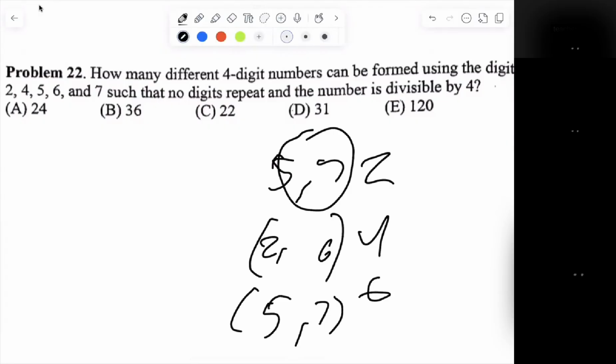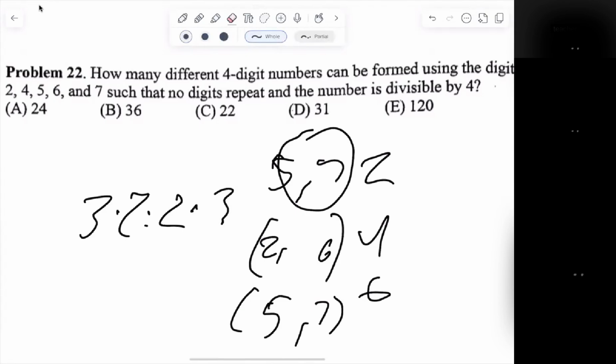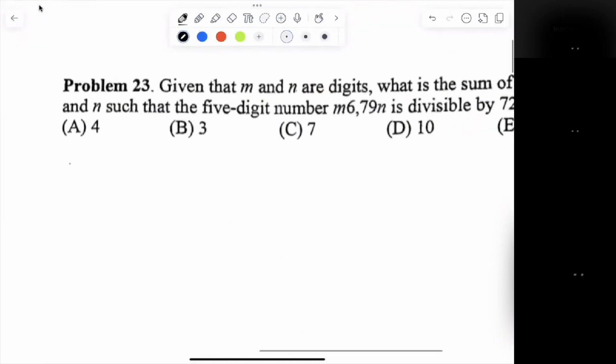From here, we notice that there are three choices for the last digit, and each of them only has two choices for the tens digit. And then we have three digits left. What can we do with the three? We have three choices for the first one, times two choices for the second. This just gives 2 times 3 times 2 times 3, or just 36. Right? Now let's move on to problem 23.